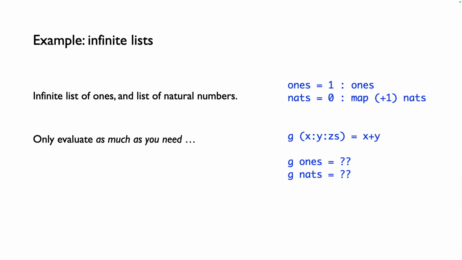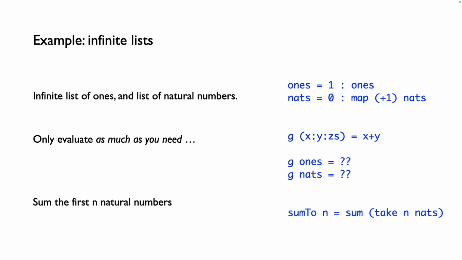So for example, if g of x colon y colon z is x plus y, it sums the first two elements. What is g applied to ones? It's 2, because we evaluate ones once, and then we evaluate the inner ones, and then we see that ones begins 1 colon 1, and then we can say the result is 2. In a similar way, we can say that the result of g of nats is 0 plus 1.